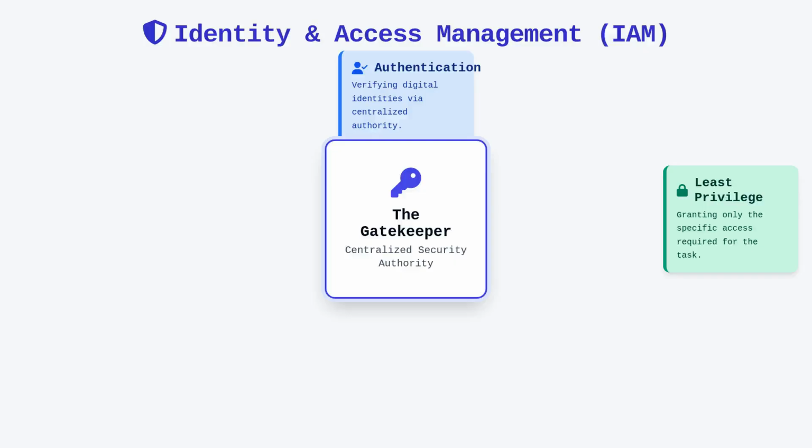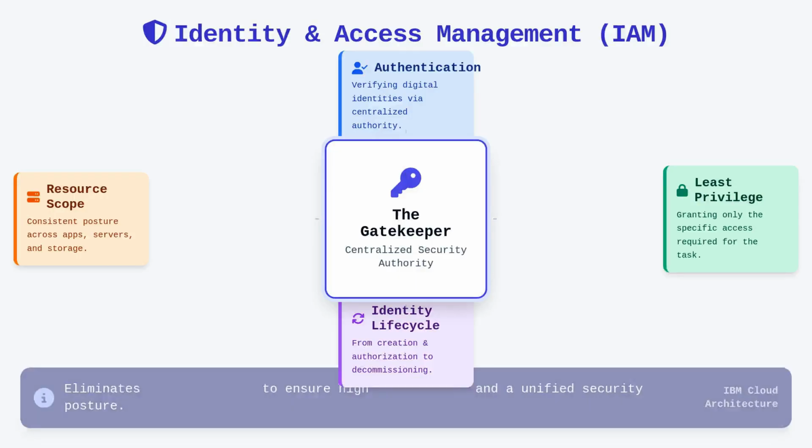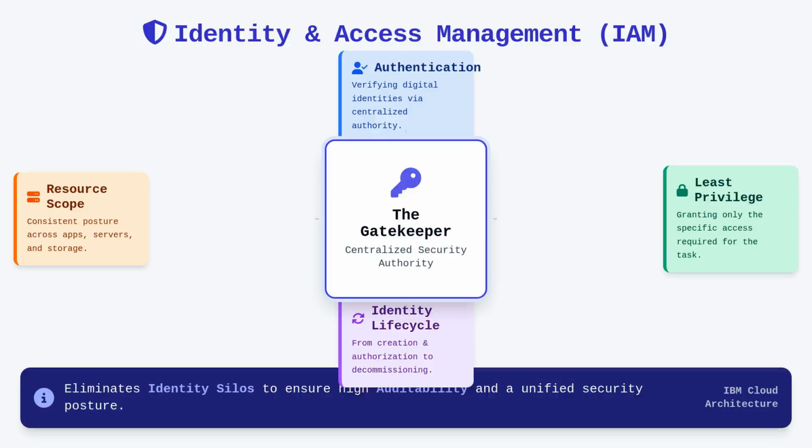Unlike physical security, where access is controlled by keys or badges, Cloud IAM relies on digital identities verified through a centralized authority. This authority manages the entire life cycle of an identity, from creation and authentication to authorization and eventual decommissioning. By centralizing these controls, IBM Cloud allows architects to maintain a consistent security posture across disparate applications, virtual servers, and storage volumes without creating silos of identity management that are difficult to audit.